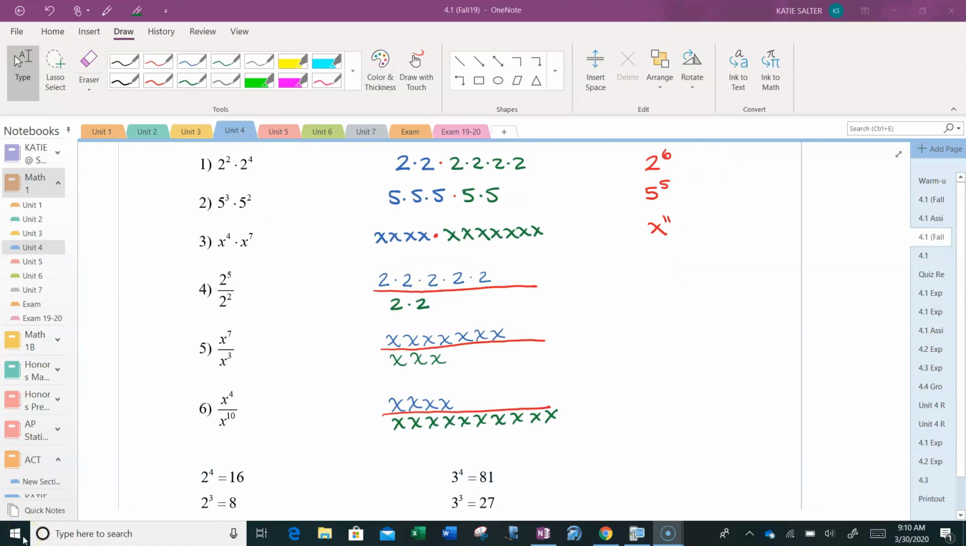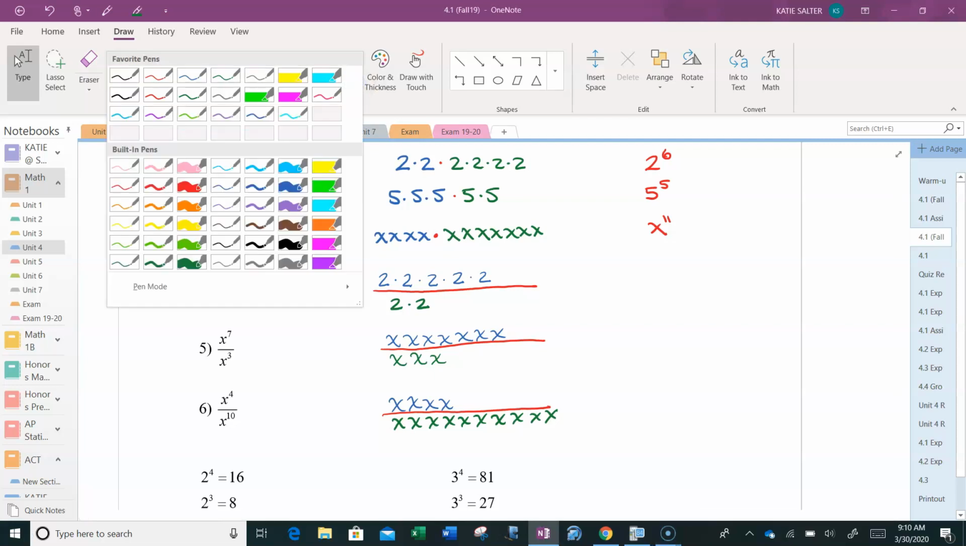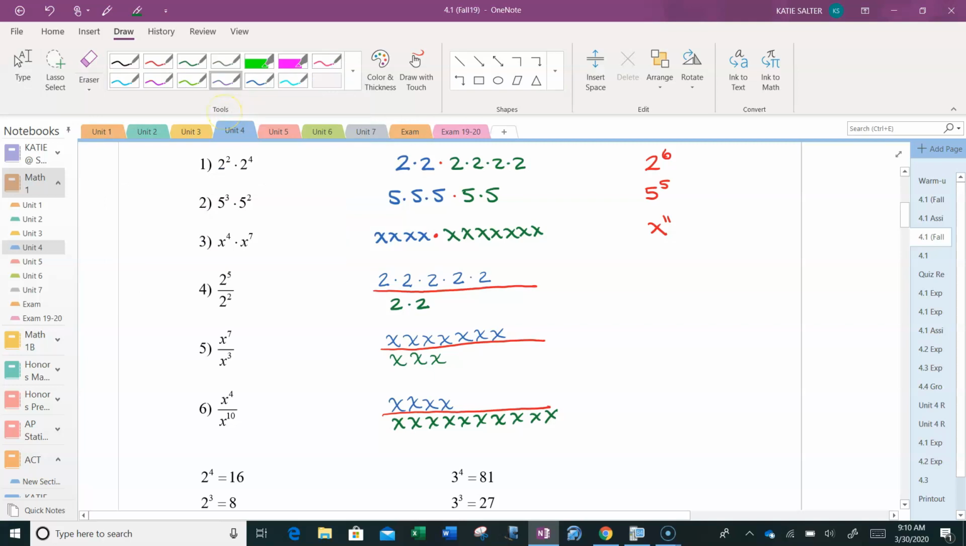So when we write out these quotients into our expanded form, we can see that here in the first problem we have 2 times 2 times 2 times 2 times 2 over 2 times 2. And because 2 divided by 2 is 1, these two 2's right here reduce, and these two 2's right here reduce. So ultimately we are left with 2 to the third power in the numerator.